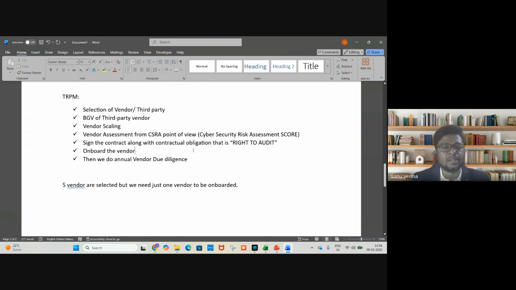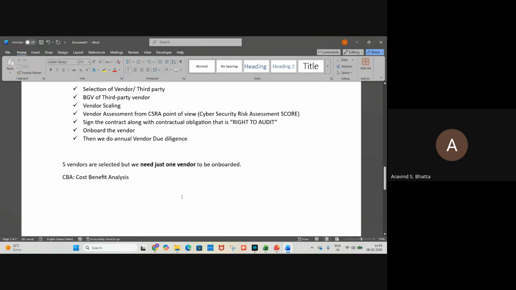We can meet not just the data privacy part, but it is meeting our financial requirement also. So we conduct a CBA, that is called cost benefit analysis, from Six Sigma and project management point of view. Okay, now there are multiple vendors in the market. We chose 5 vendors, but my requirement is just one vendor. Okay, correct, Arvind? Right, Arvind? Yes, sir. All right.